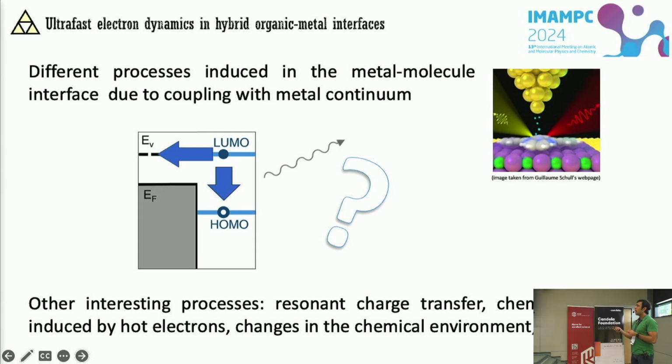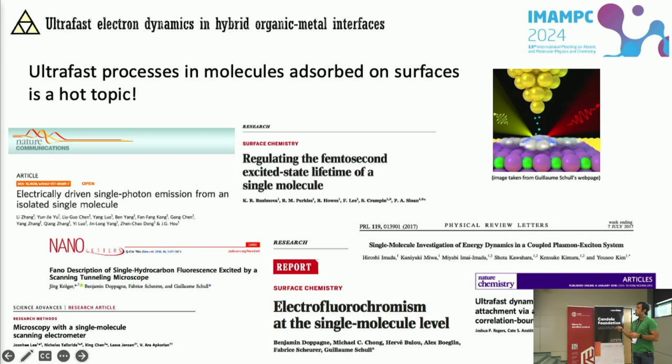And there are also a lot of different processes that you can observe in this kind of system, because you can have hot electrons that are transferred from the surface to the empty orbitals of the molecules, and you can induce chemical reactivity. As you can see, there are a lot of recent works on these topics, because ultrafast processes, as Nicolas said, have a lot of different implications, for instance, in optoelectronics.